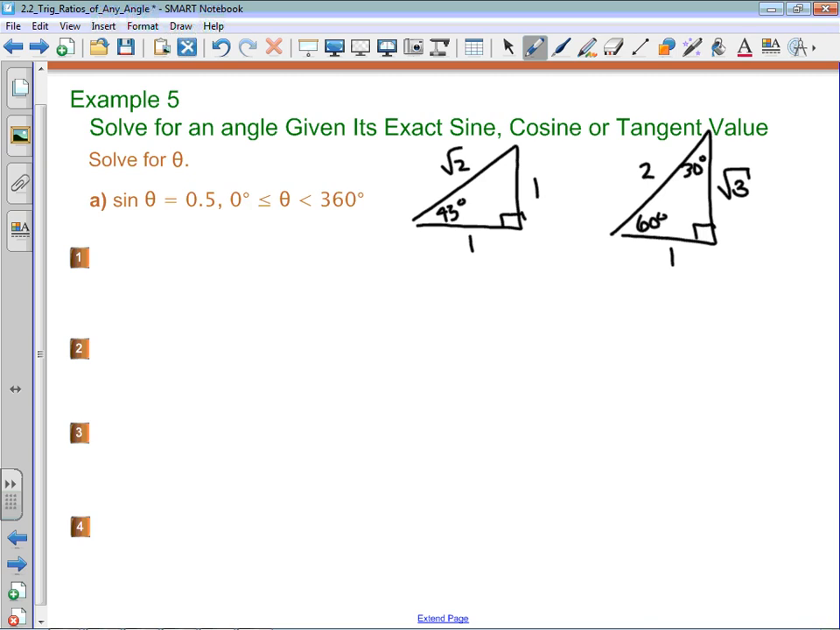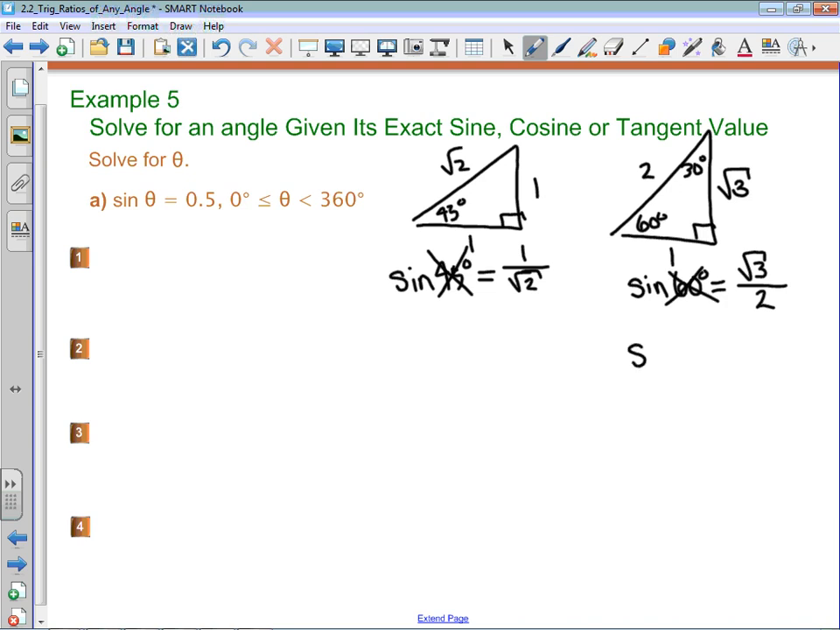Now, what we need to do is identify what the reference angle would be. Essentially, which angle on these 2 special triangles, when I do opposite over hypotenuse, would give me 1/2. I'd like to do all of them. If I took the sine of 45 degrees, I would have the opposite of 1 over the hypotenuse of root 2. 1 over root 2 is not 0.5, so it's not 45 degrees. If I took the sine of 60 degrees, I would have the opposite of root 3 divided by the hypotenuse of 2. That's not 1/2, so it's not 60 degrees.